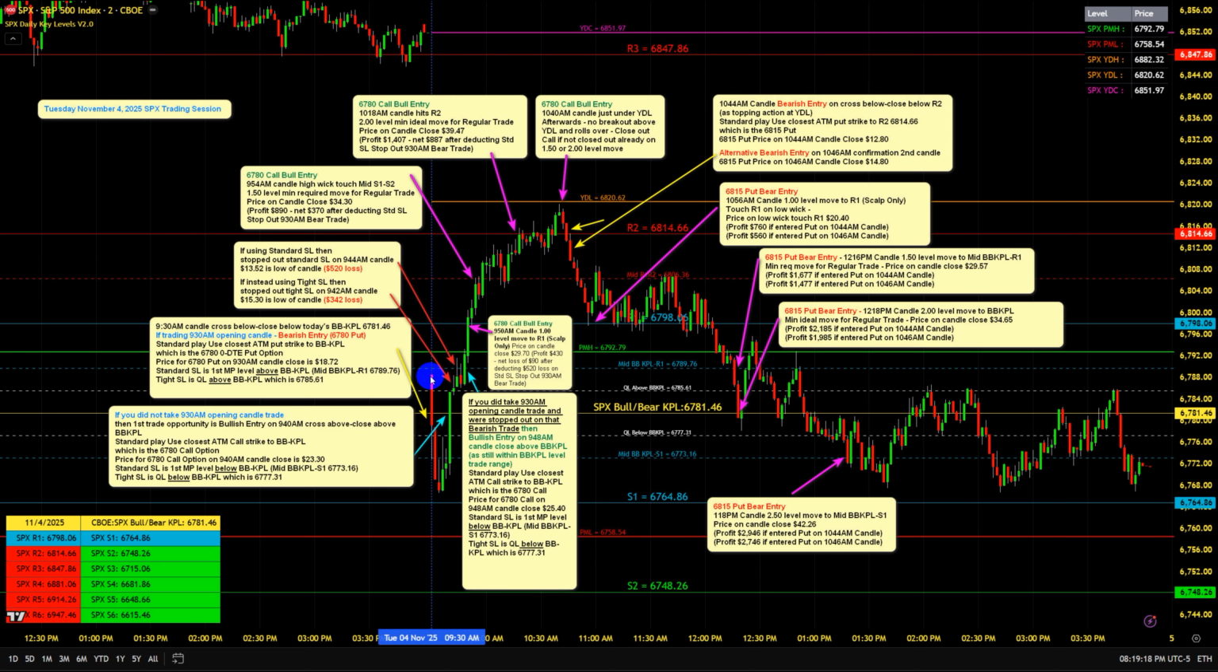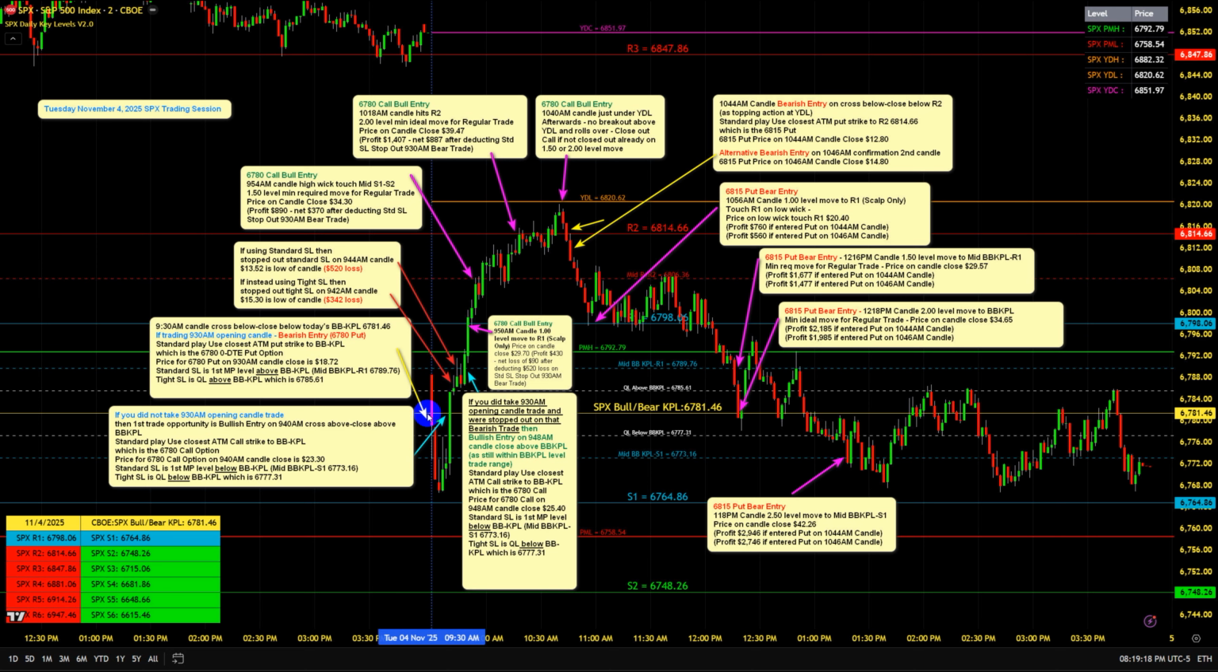In the opening candle here, you can see that it did open above, but it crossed below and closed below. We do have a significant wick below as well, but it closed just slightly under the bull bear key price level. It's a pretty wide range candle, and if you're going to take a 9:30 a.m. opening candle trade, this is your bearish entry signal.